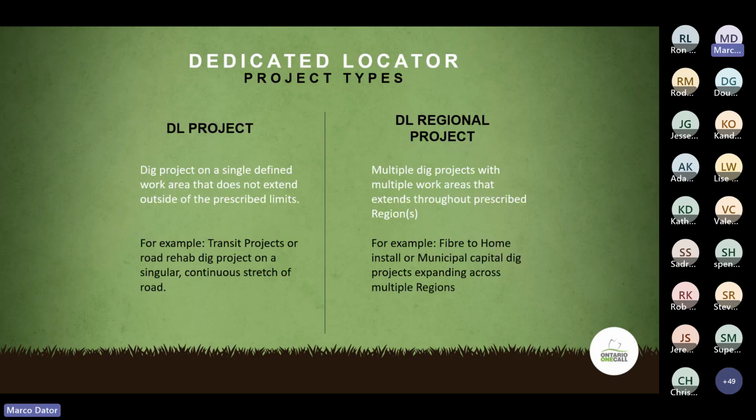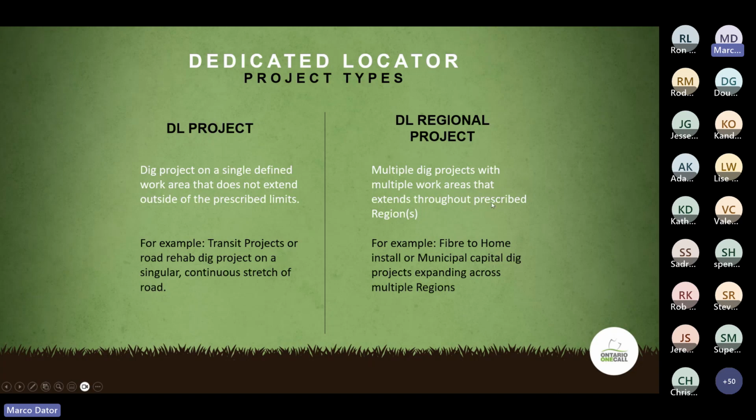Just another recap from our previous webinar session, most specifically what type of projects we are accepting under Dedicated Locator projects. On the left-hand side here, we are looking at the DL project. A DL project is a dig project on a single defined work area that does not extend outside of the prescribed limit. Examples of this are transit projects or road rehab, where the dig project is on a singular continuous stretch of road. So it's one stretch of dig area that they have. It's not in multiple pockets.